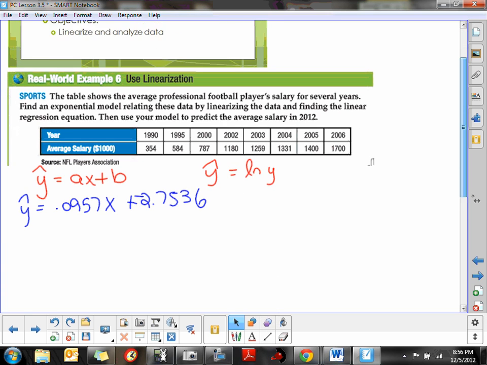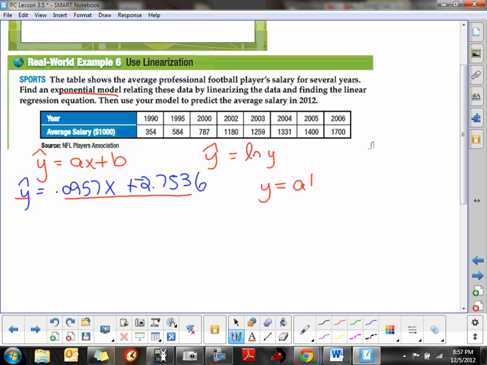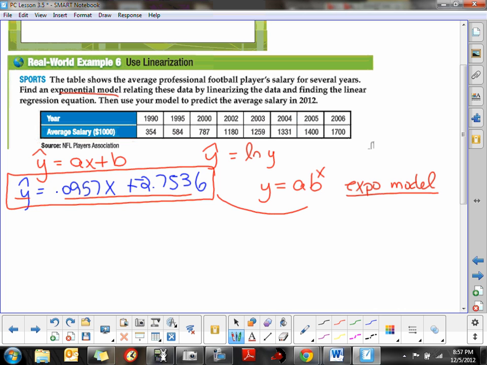So in the whole scheme of things, we were supposed to find an exponential model. We transformed the data, we linearized it, which meant it was an exponential model. So we have to fit it into this form, a times b to the x. This is our expo model. Let's try expo model. So when we get done, this thing has to be transformed into a model that looks like this.